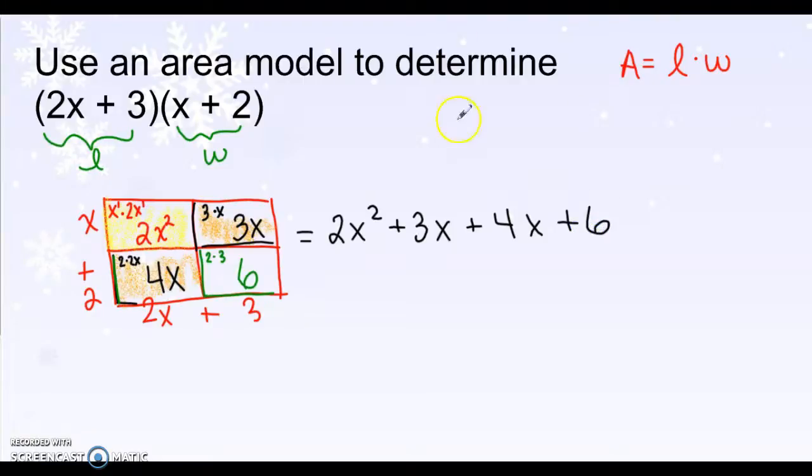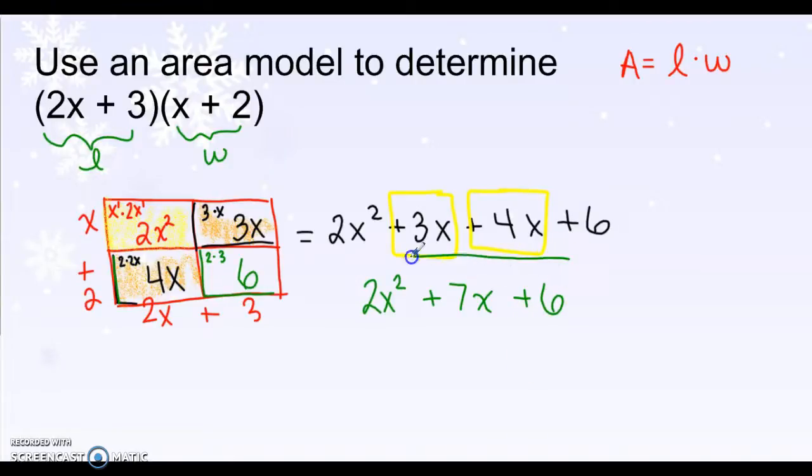We can look for like terms. Here's a 3x to the first and a 4x to the first. This one is not a like term because it's an x squared. So we've got 2x squared. When we add like terms, we're counting how many there are. We have 3 x's here and 4 x's here. Altogether, we have 7 x's. Remember, that exponent doesn't change when we're adding and subtracting. I have no more like terms, so this is my final answer.